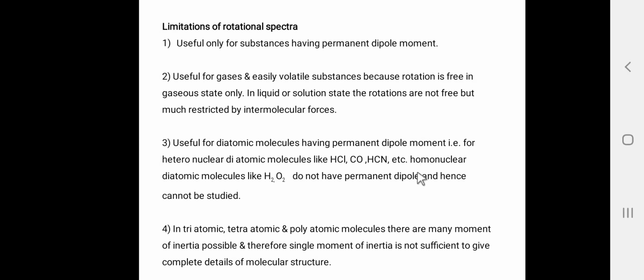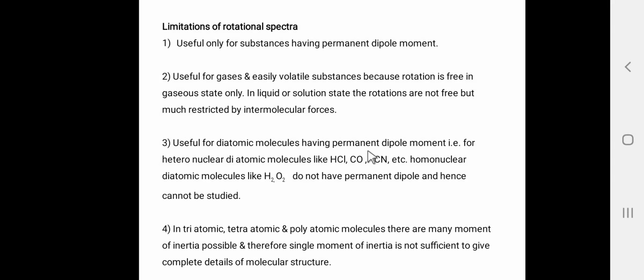Then here limitations of the rotation spectra, that is, the demerits of the rotation spectra. All of you know that rotation spectra are useful only for substances having a permanent dipole moment. That means only the polar molecules give the rotation spectra, that means they are microwave active or rotationally active, while the non-polar molecules do not have the dipole moment. So, they are microwave inactive, that means they do not give the rotation spectra. So, this is the first limitation.